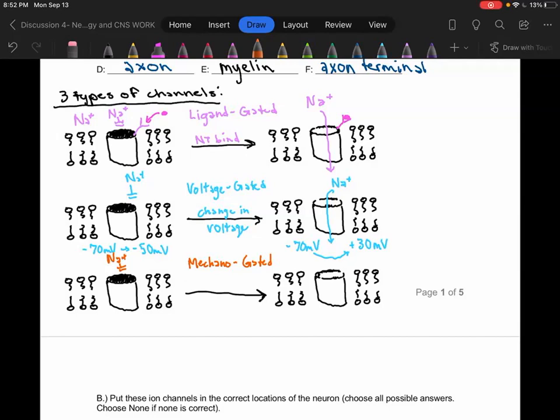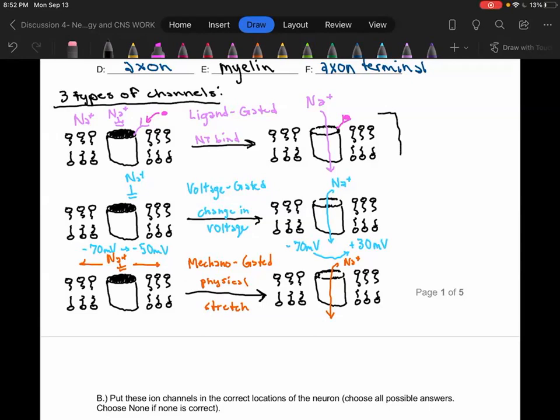And so we would see these types of channels in like skeletal tissue. And what would happen is we would actually have like a stretch, and that stretch would open up that channel, that physical stretch. And that's what would allow that sodium ion to move into the cell. Again, we're not going to hit those too hard right now, the mechano-gated channels. These first two are what are more important.